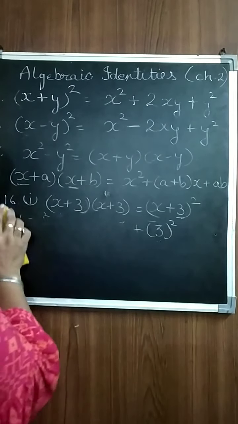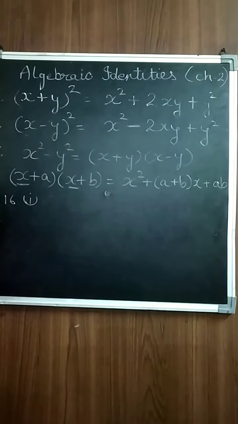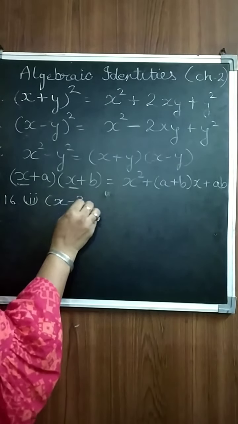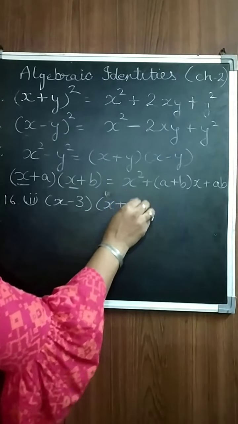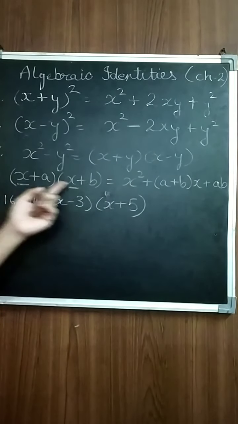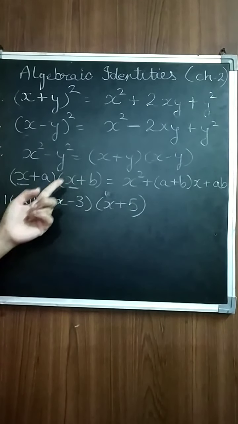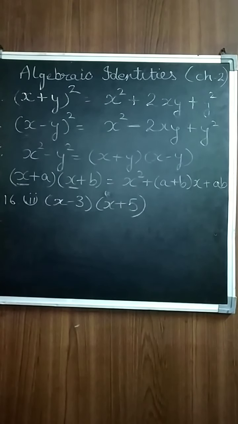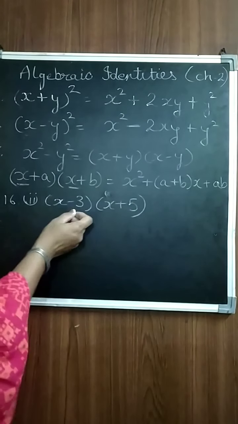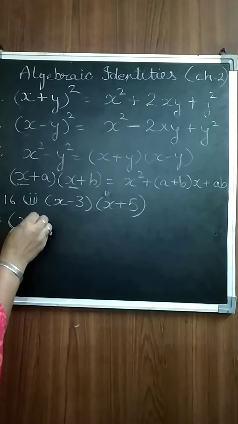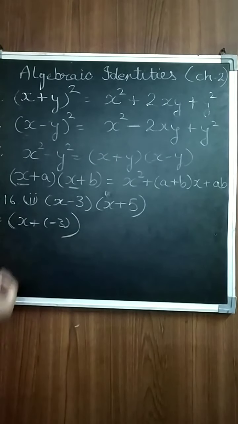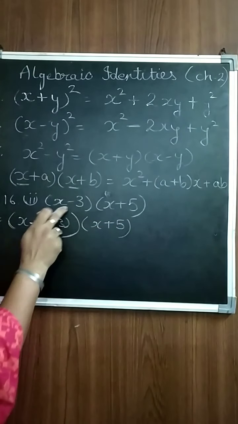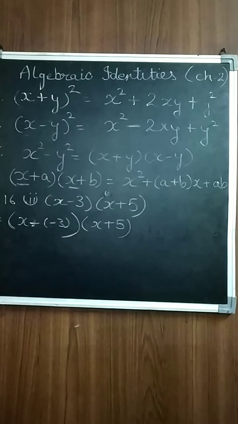Now the second part of this question is given to you: x minus 3 into x plus 5. I think it looks like x plus a into x plus b. The difference is only that here we have a plus sign but here we have a minus sign. So how do we convert it into the plus sign? If we write it as x plus minus 3, then plus minus is minus obviously, into x plus 5. Now we can apply this identity x plus a into x plus b.